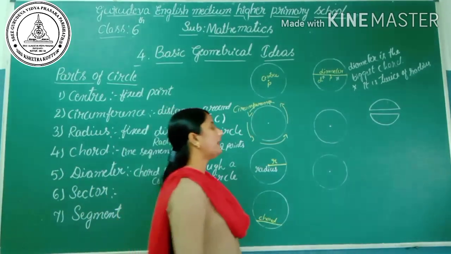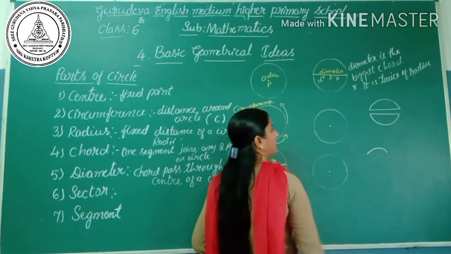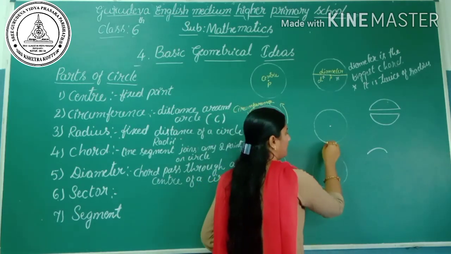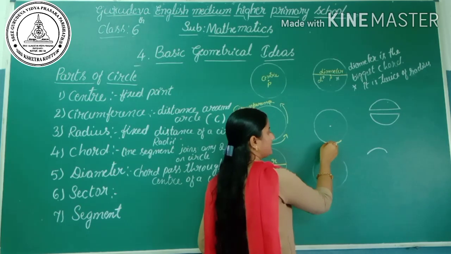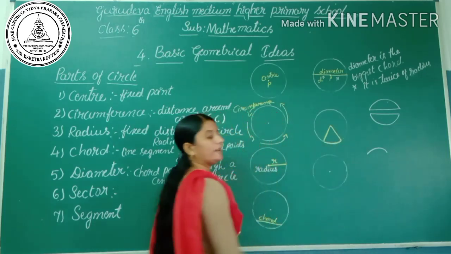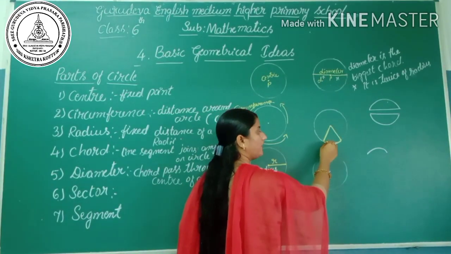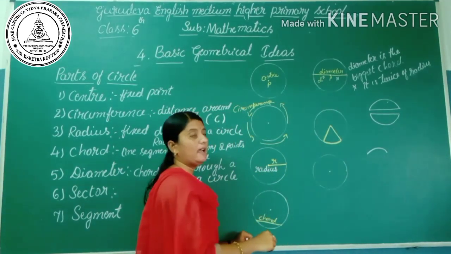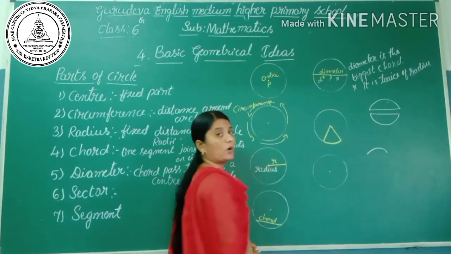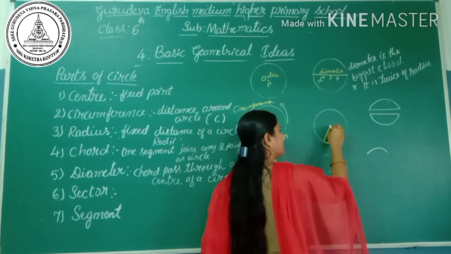A region covered by the arc on one side. Arc means we know that it looks like this. The region covered by an arc on one side and a pair of radii on the other side is called a sector of a circle. Once again, the region covered by an arc on one side and two radii on the other side is called a sector of a circle.